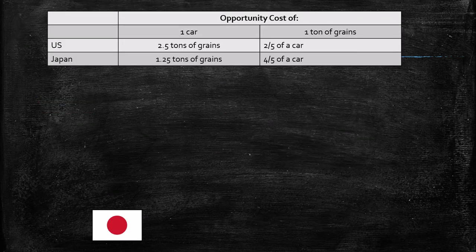Now expressing the same idea in a table, the opportunity cost of one car for the United States is 2.5 tons of grain, and for Japan it is 1.25 tons of grain. The opportunity cost of 1 ton of grain is 2 over 5 of a car for the United States, and for Japan it is 4 over 5 of a car.